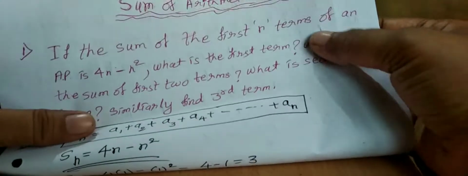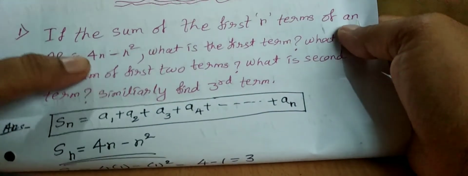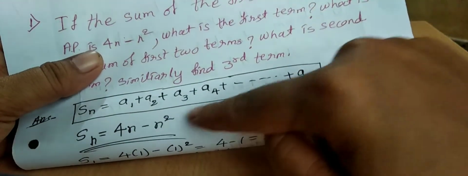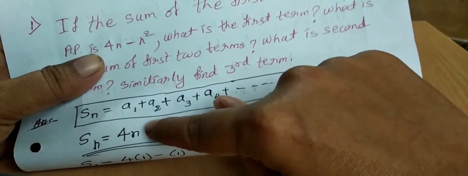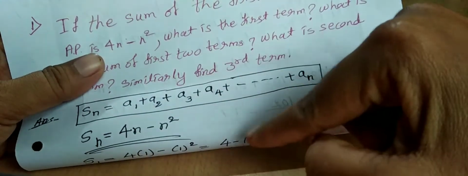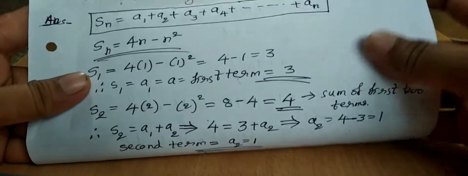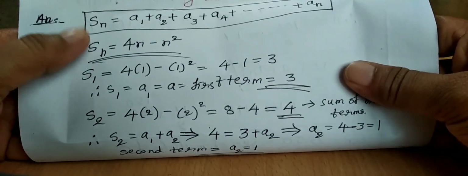They have given that sum of first n terms of an AP is 4n minus n square. That means that they are telling that Sn value is 4n minus n square. So, instead of n, if I put 1, I will get S1. Instead of n, if I take 2, that gives us S2. Like that we have to think of. So S1 is calculated by substituting n with 1. 4 into 1 minus 1 square is 4 minus 1, that is 3. S1 means A1. A1 means first term. So A is equals to 3.